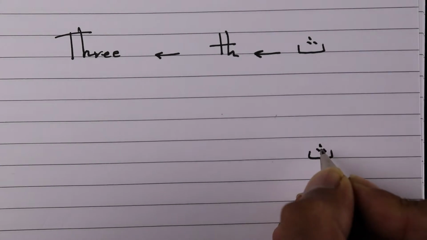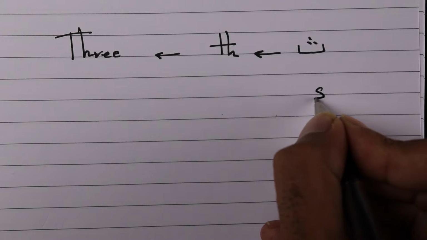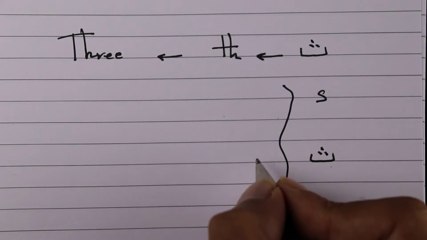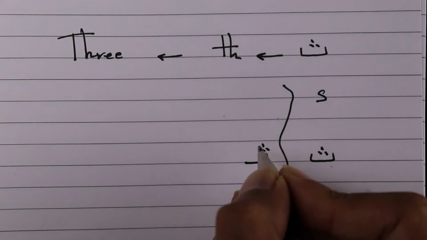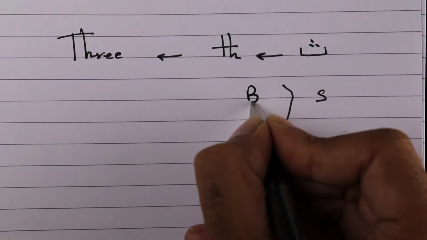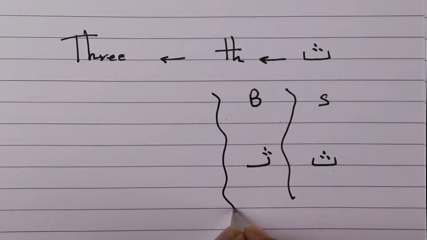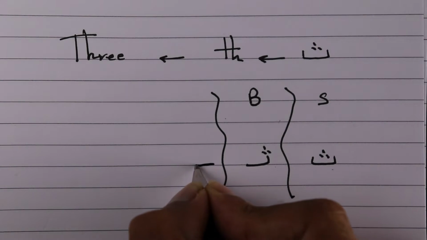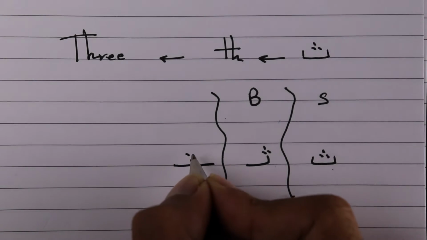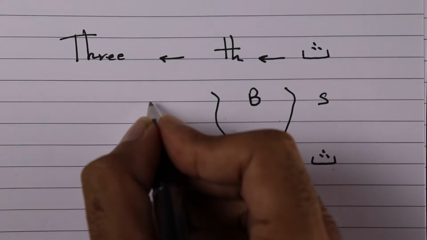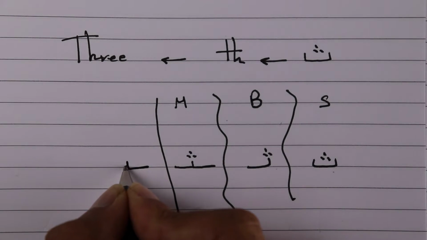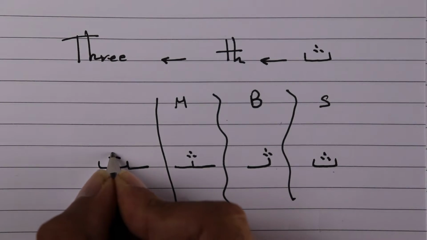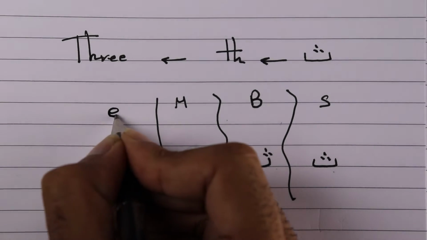3 dots, separate. Tha in the beginning, in the middle, and finally tha in the end.